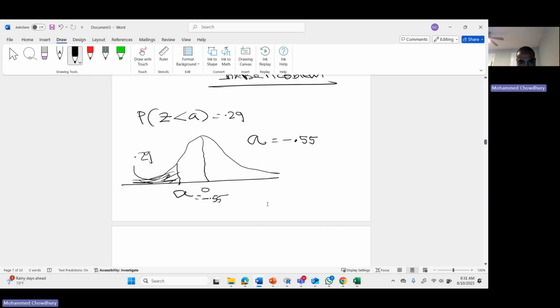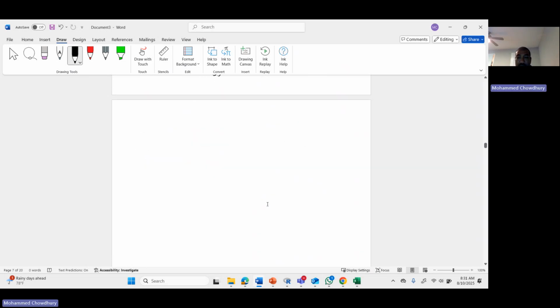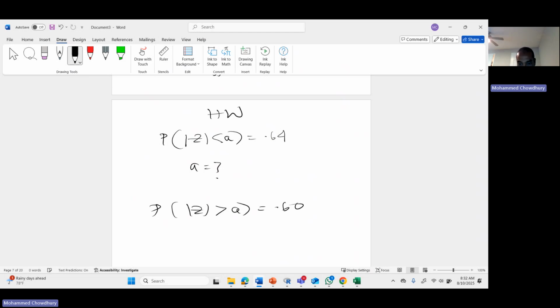After doing this, now suppose you are asked to find the a such that the probability of absolute z less than or equal to a is 0.64. How can you find this? This could be your homework. Or maybe you are given that the probability of absolute z greater than or equal to a is 0.60. Tell me what is a. This is your homework.